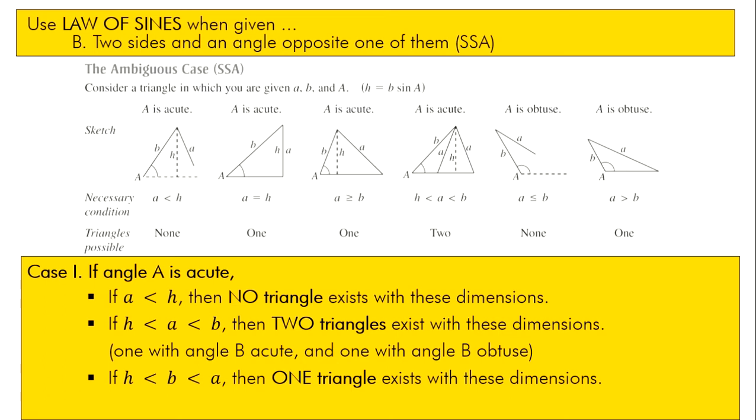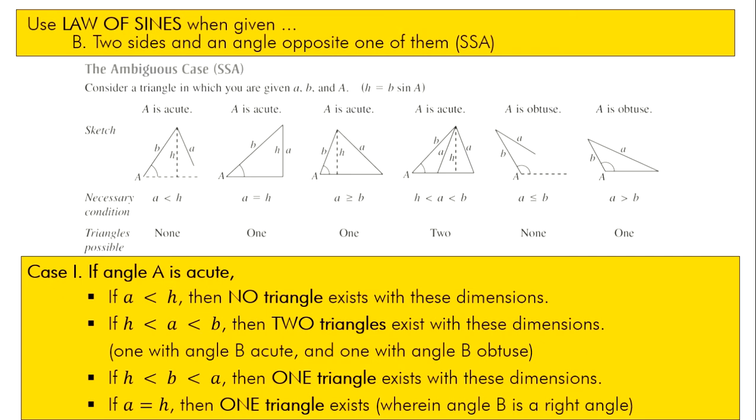Also, if a is equal to h, then we can say that one triangle exists. But we know that angle B here is a right angle. So if a is equal to h, remember that one triangle exists and the angle B is a right angle. Remember these four cases, then we will use them later to solve the oblique triangles.